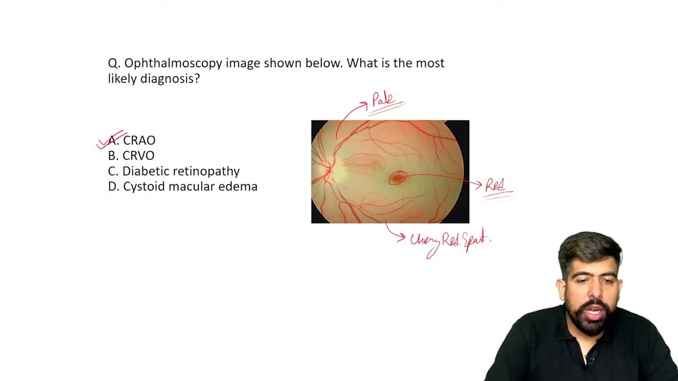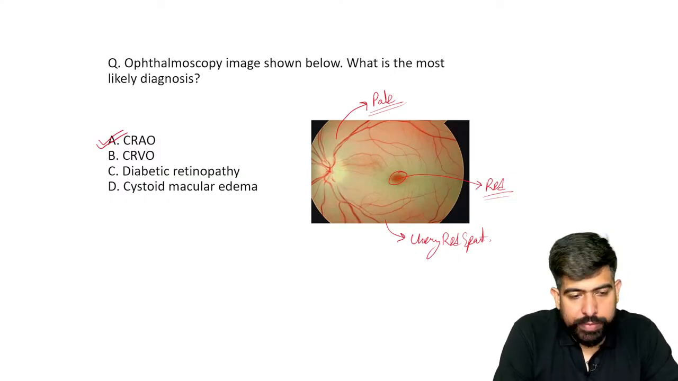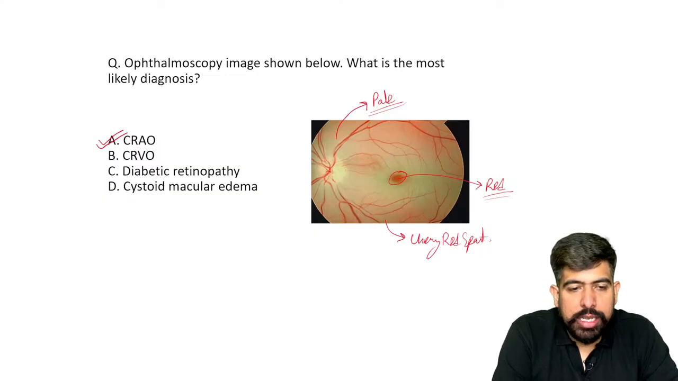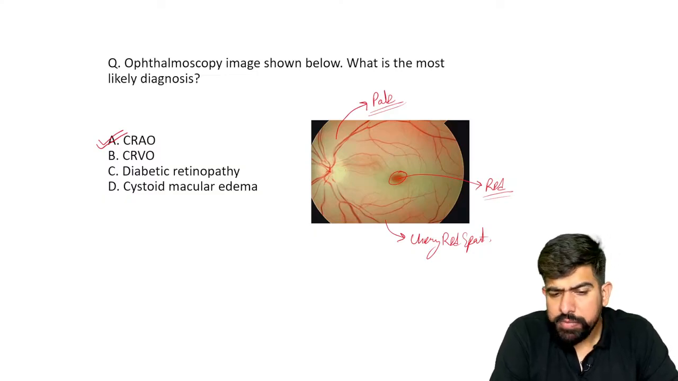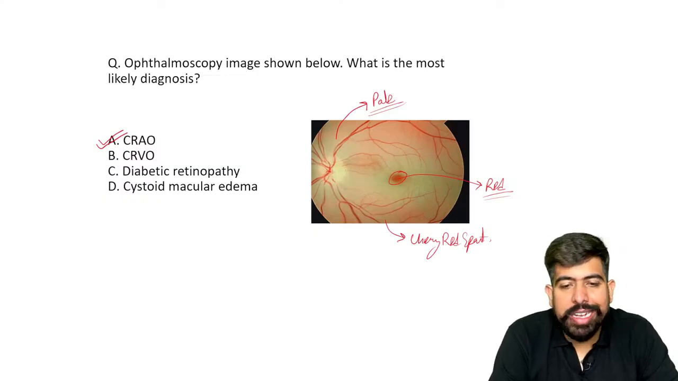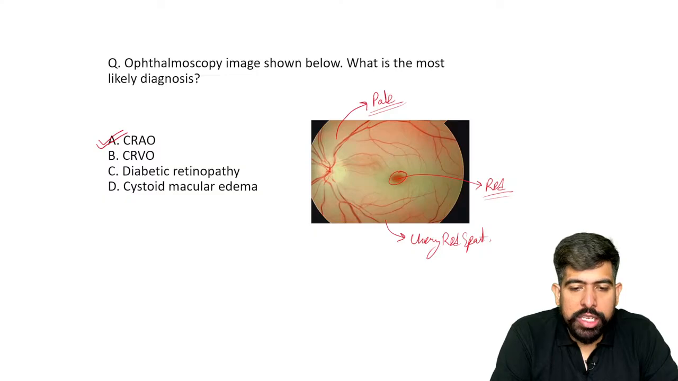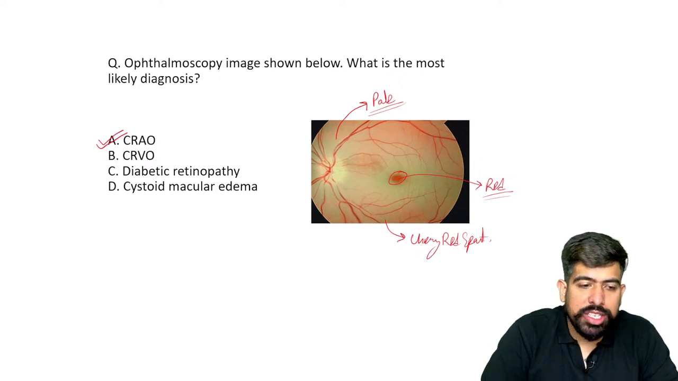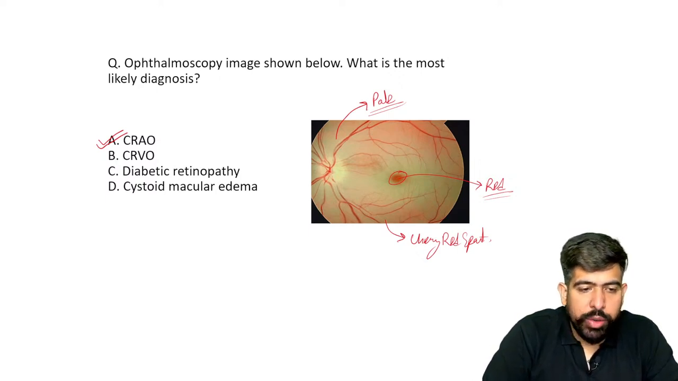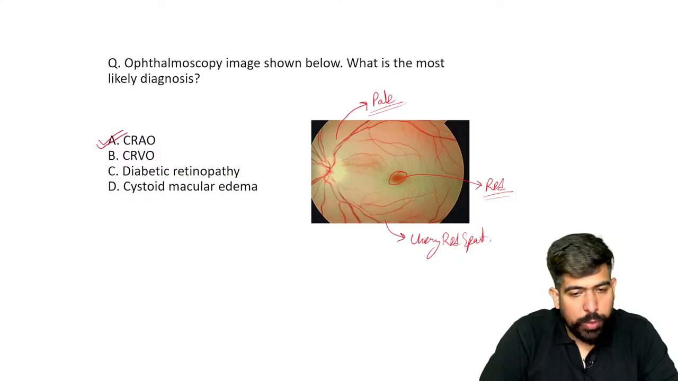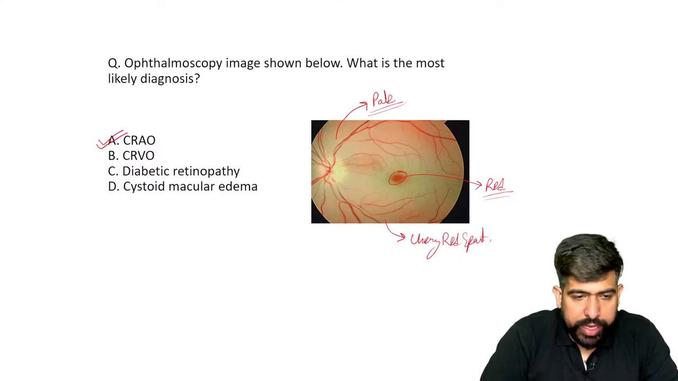This cherry red spot is seen in central retinal arterial occlusion. Okay, so in the arterial occlusion, we're going to see what? In the arterial occlusion, we're going to see your cherry red spot. Understood? Very good.